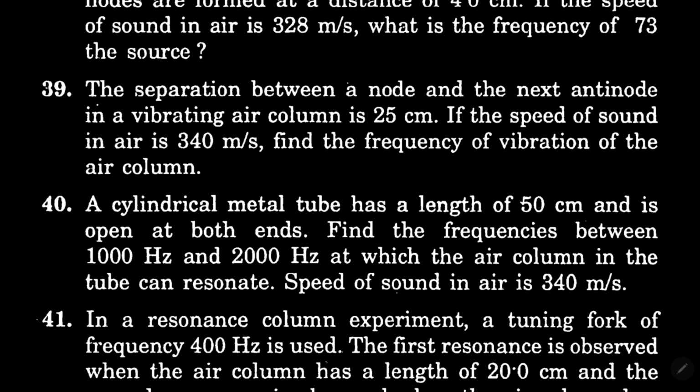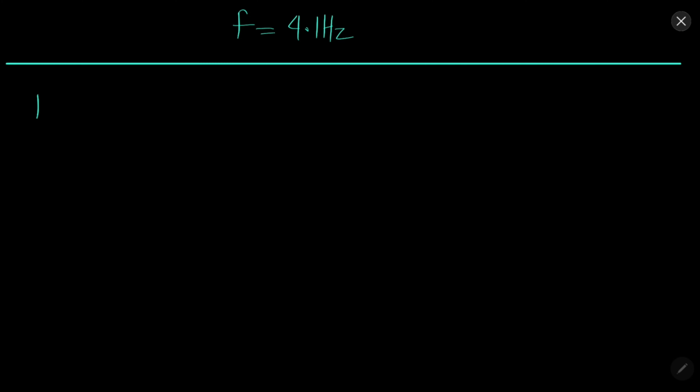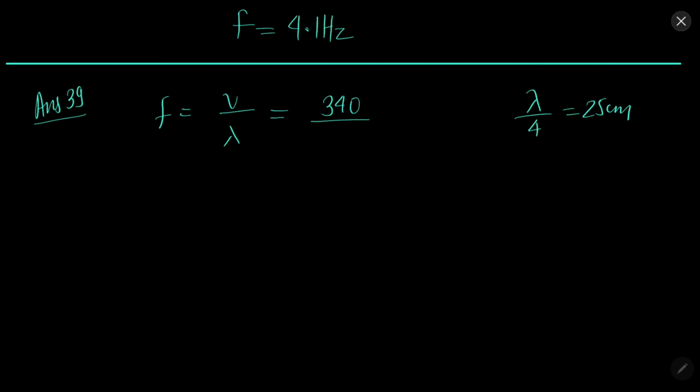In 39, the separation between a node and the next antinode is given to us. Find the frequency of vibration of the air column. Solution 39. So again the frequency will be velocity over wavelength. Velocity is 340. Wavelength will be obtained by the distance between a node and the next antinode, which is lambda by 4, and it is given to us that this distance is 25 centimeters. So the wavelength will come out to be 100 centimeter or 1 meter, so 340 over 1, that means 340 Hertz will be the answer.